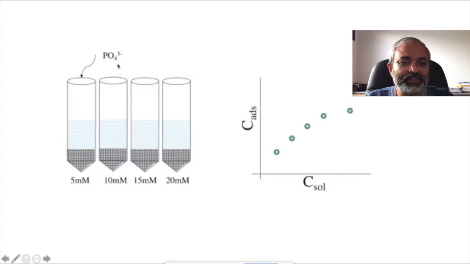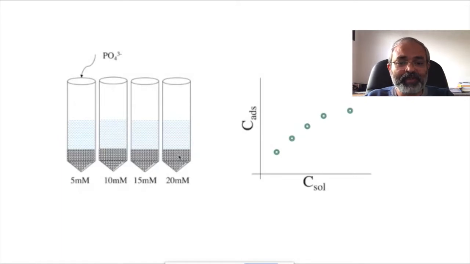So we take a solution of phosphate of a known concentration in different vials. So in this case, we have 4 vials with 4 increasing concentrations of phosphate in them. It's 5 millimolar, 10 millimolar, 15 and 20 millimolar. Within the test tubes, we add sediments of known quantity, preferably the same weight in all those 4 test tubes. It can be clay, it can be sand, or whichever material your solution needs to be in contact with.